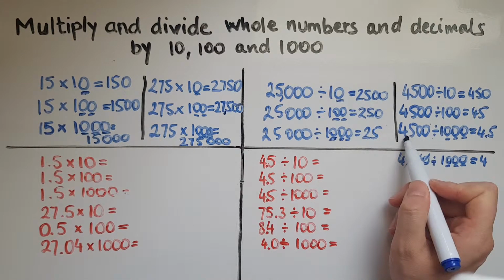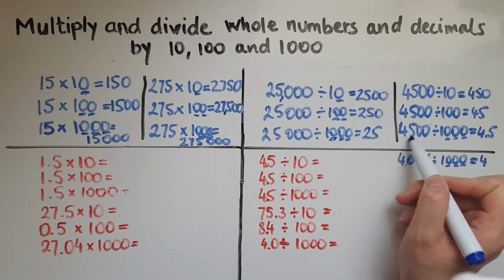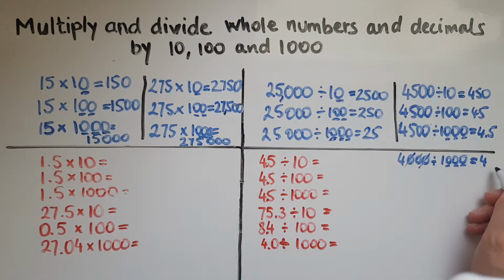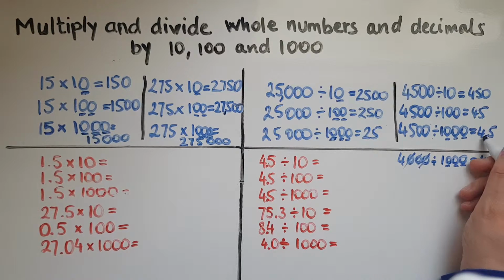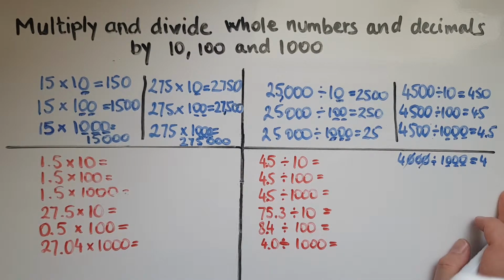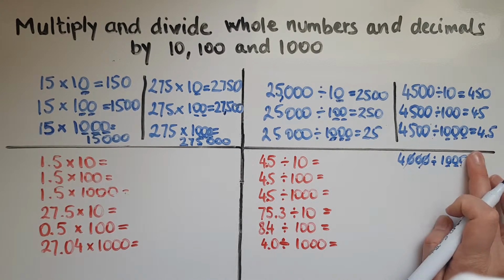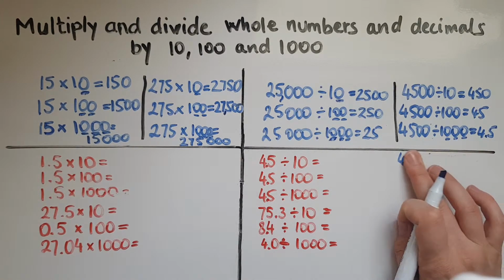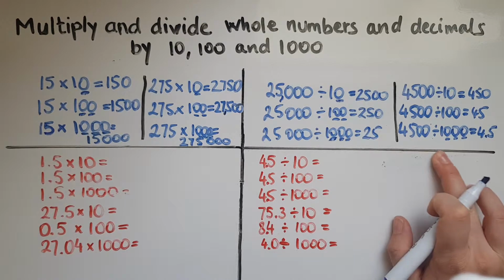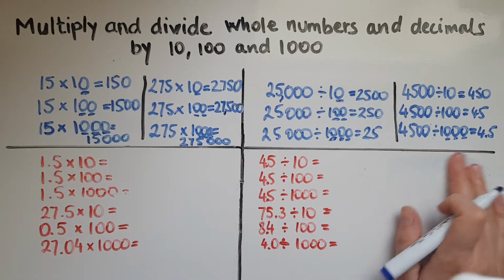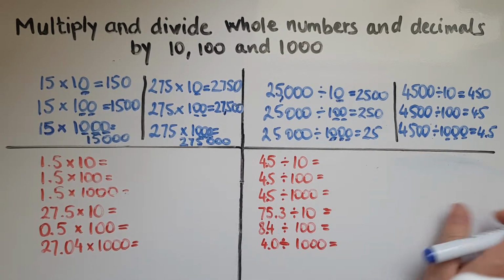I can't just have the 4 here as my answer because I've got another half to take care of. So that's why I write this as 4.5, which means 4.5. We'll have a look at what exactly that means in another way when we now deal with decimals here.